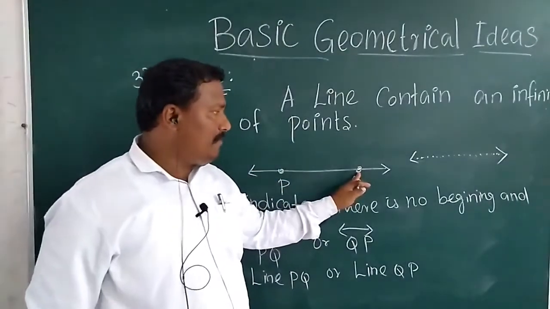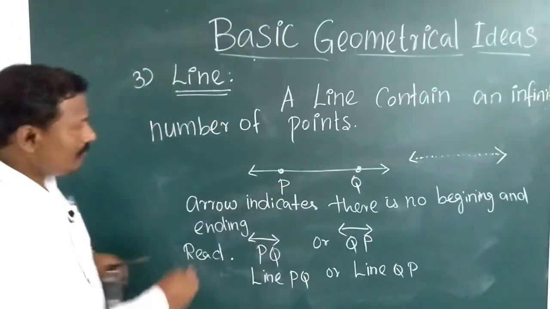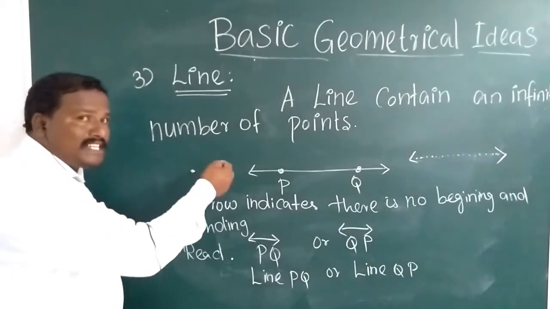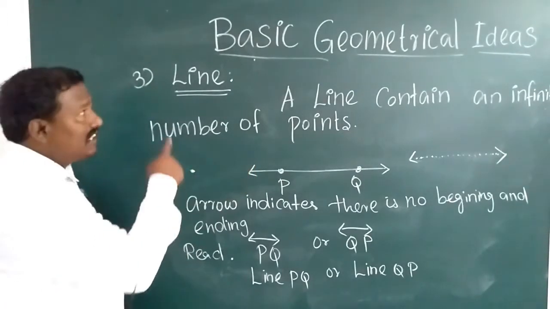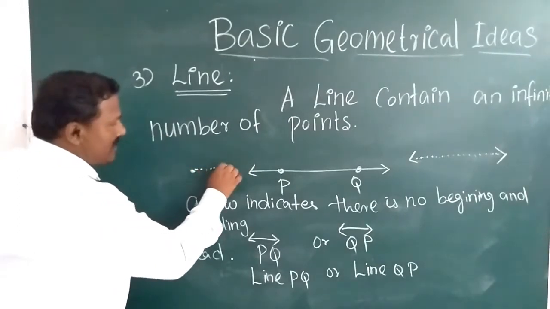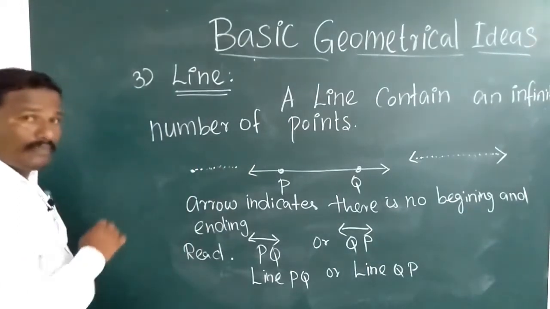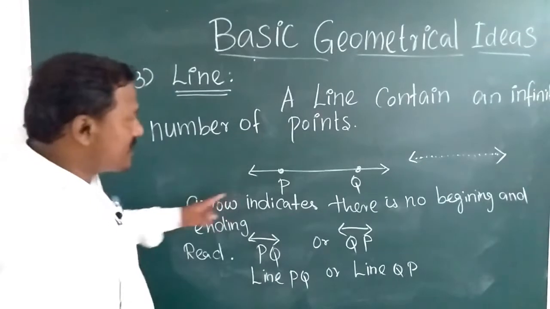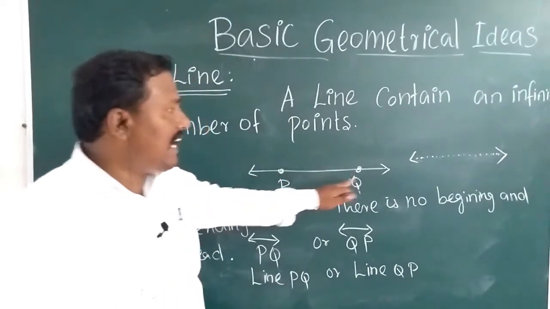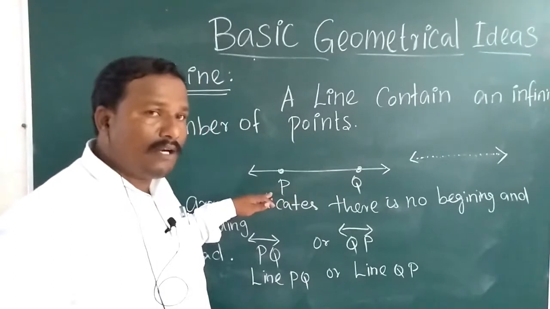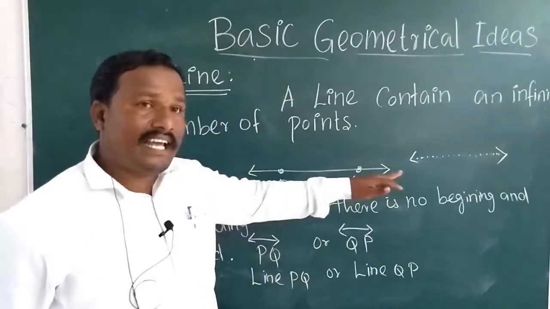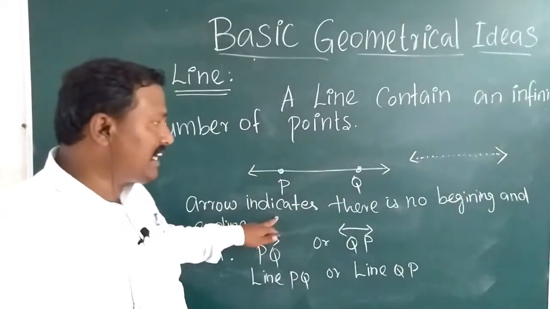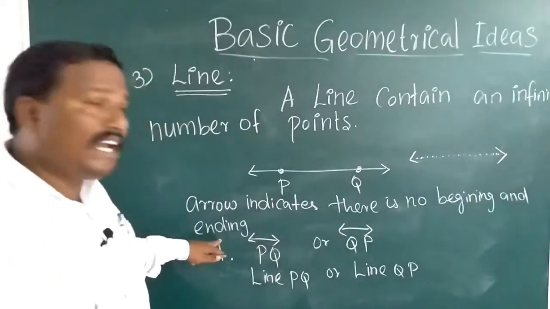This is a single point. If you put many points in a straight line without gap, we call it a line. In this case, it's a line. The arrows on the right side and left side indicate the line extending, and that there is no end and no starting. The arrow indicates there is no beginning and there is no ending.